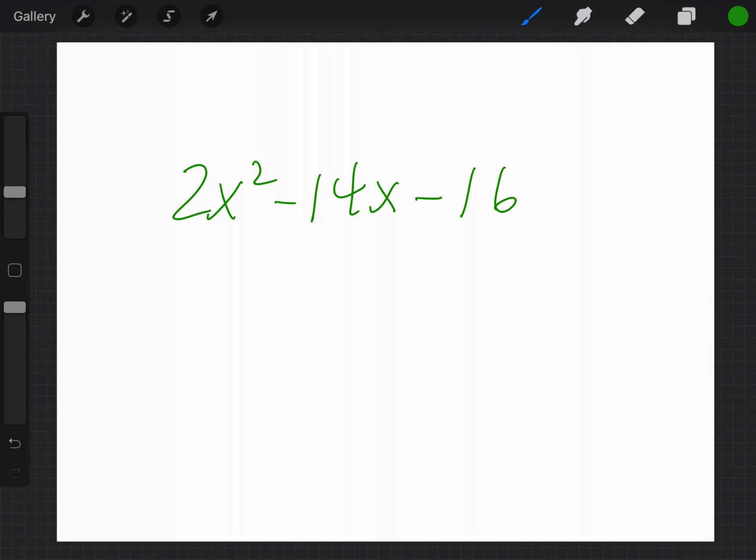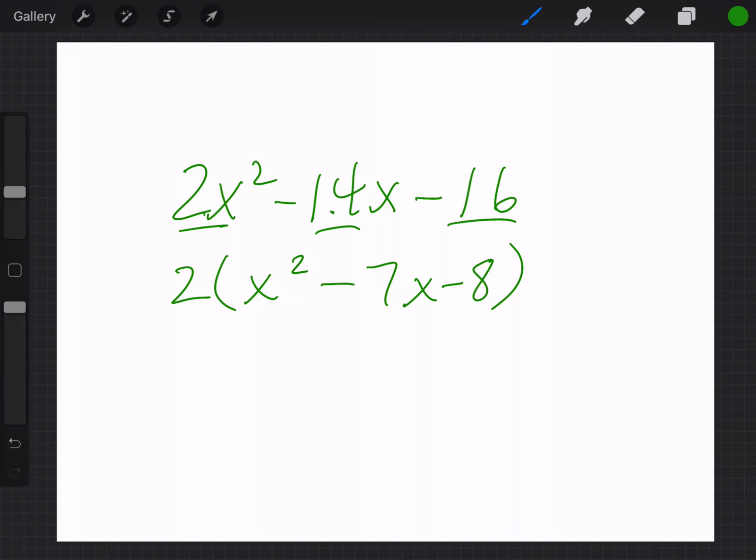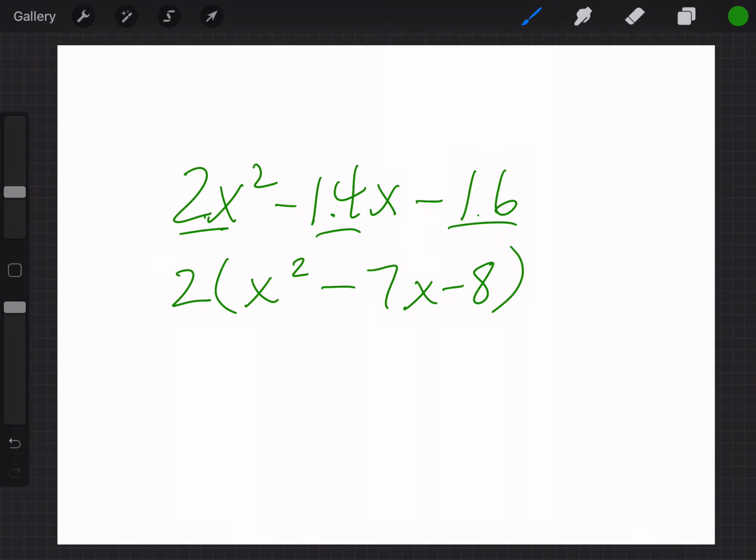Well, lo and behold, she done snuck one in else. So I got a 2 in all three terms. I'm going to take out a 2, but there's not an x in all three, only a 2. So I'm going to take that 2 out. She done changed it up on us. So that's going to be taking out the 2, and that's going to be x squared minus 7x minus 8. Remember, you divide 2 into all three terms. Those aren't decimals.